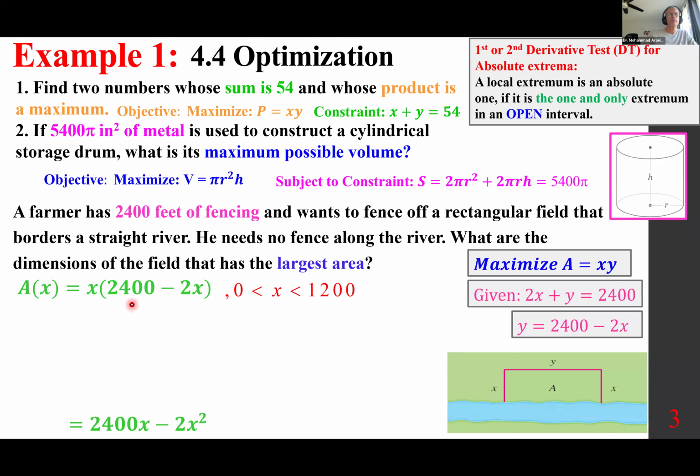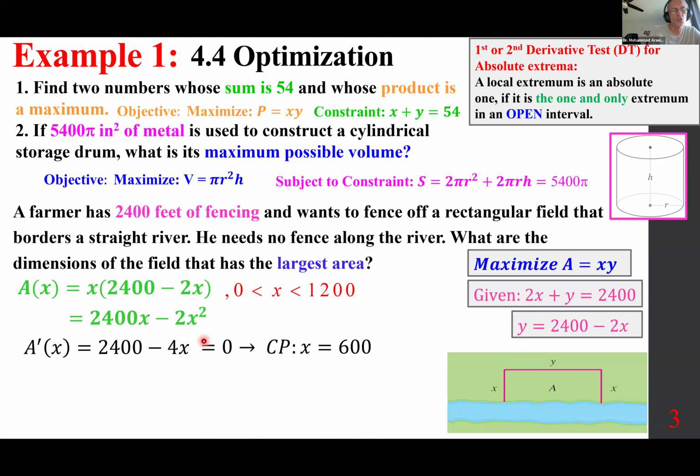So distribute and get it ready for calculus. We start with differentiation because we want to find critical points, and A'(x) is 2,400 minus 4x. When we set this equal to 0, x becomes 600. So we have an open interval with one critical point. Local becomes absolute. You can go with the first or the second derivative test.